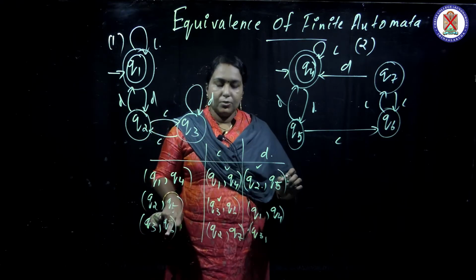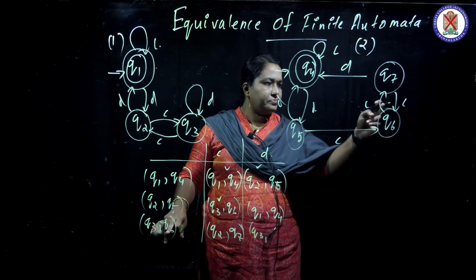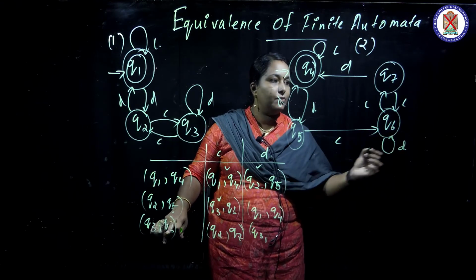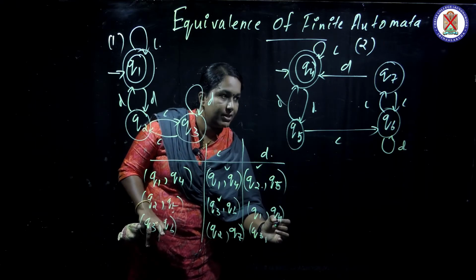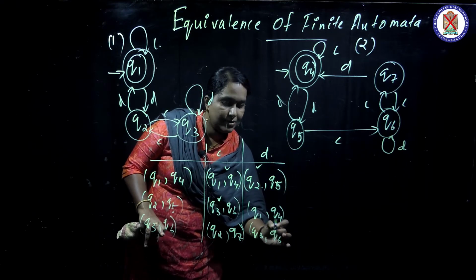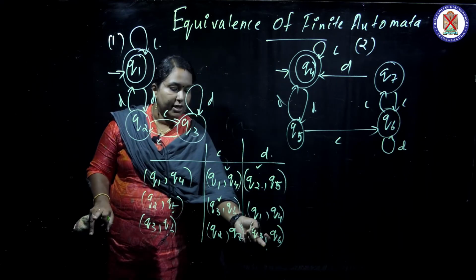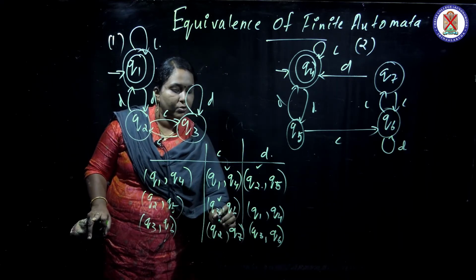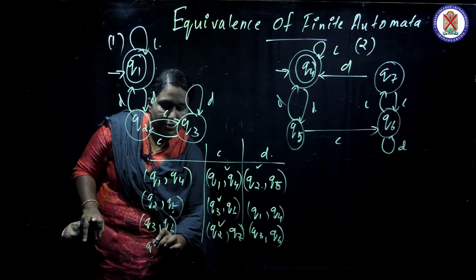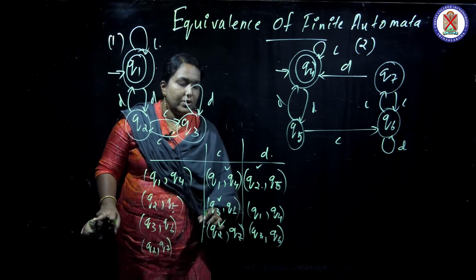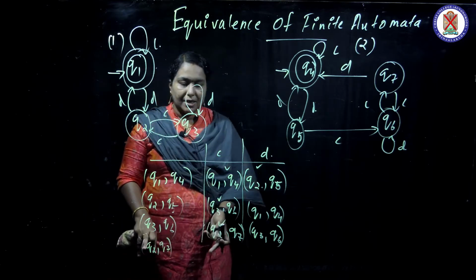Next, Q3 on D goes to itself, that is Q3, and Q6 on D goes to itself. So from Q3, Q6 we got Q2, Q7 and the pair Q3, Q6 itself. Look here: this has been explored, and this is to be explored. So next I have to explore Q2 comma Q7.